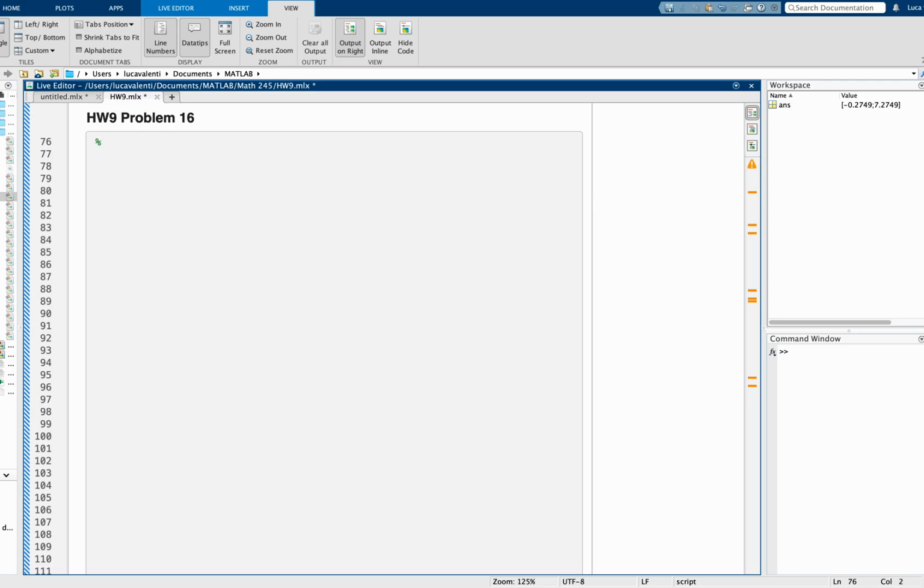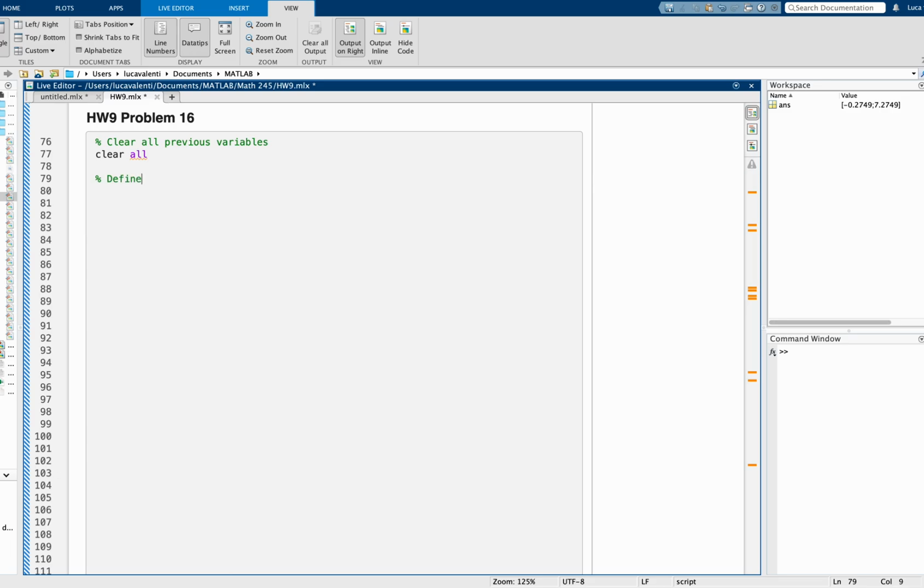So the first step is always to put comments, and we'll say clear all previous variables. And how do you do that? You write clear all. That's important because you might get the wrong answer if you're using a variable that you don't intend to use.